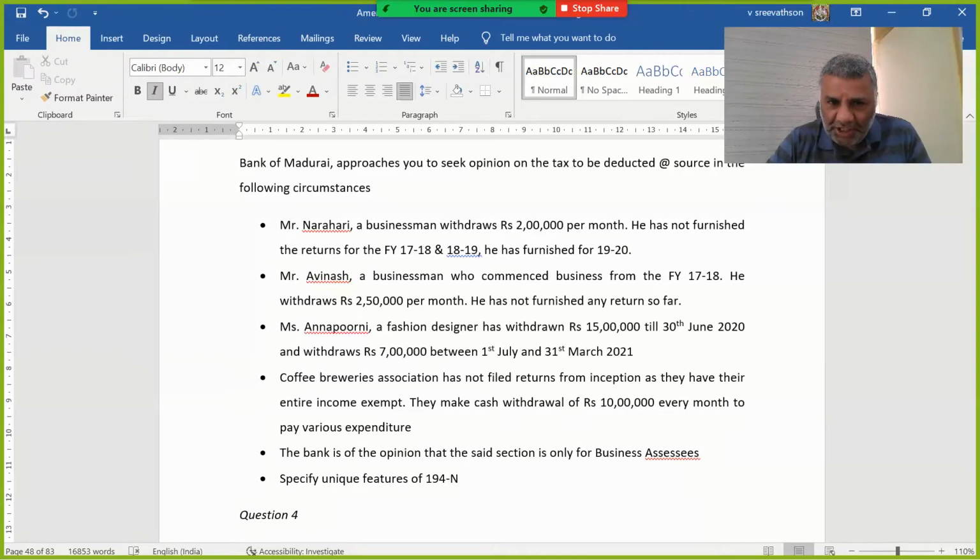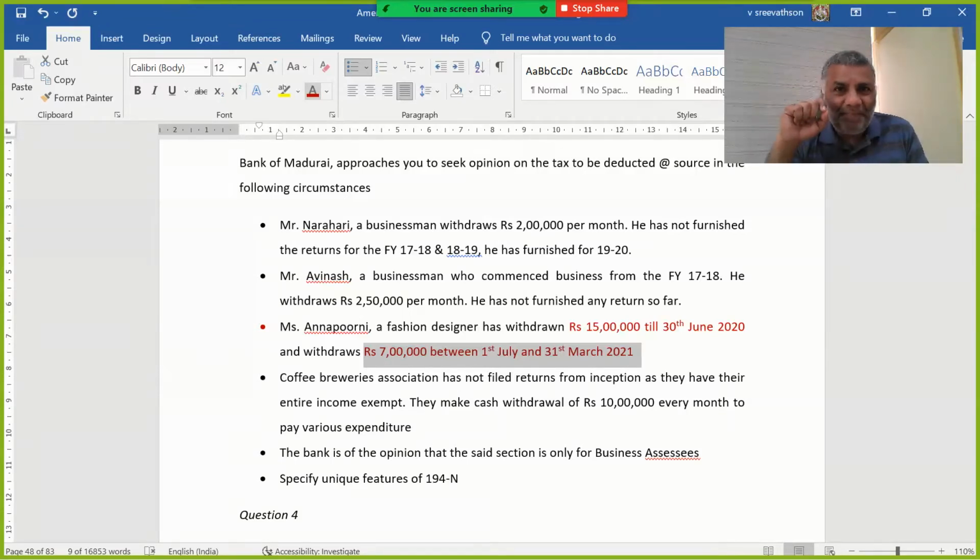Annapurni, a fashion designer, has withdrawn 15 lakhs till 30th June 2020, that is before the date of introducing the provision. She withdraws 7 lakhs between 1st July and 31st March. Remember the person has withdrawn 15 lakhs. Should the threshold limit be computed from the date of introducing this provision, which is 1st July, where she has only withdrawn 7 lakhs, or should the entire year's withdrawal be taken?